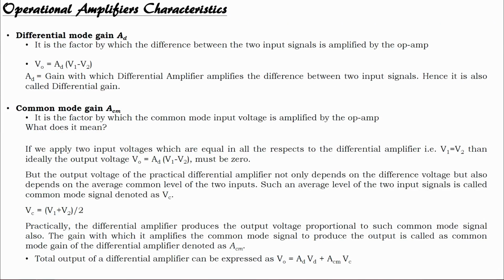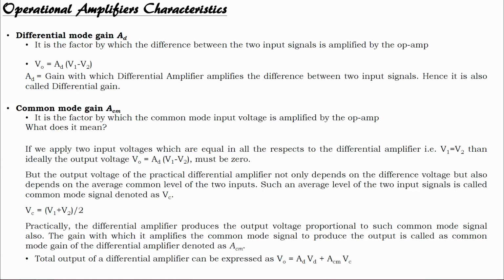Then we have seen differential mode gain. Differential mode gain is nothing but: VO, the output voltage, equals differential gain AD into the difference of input voltages V1 minus V2. AD is the gain with which the differential amplifier amplifies the difference between two input signals. Hence, it is also called differential gain, because it amplifies the difference between two input signals.